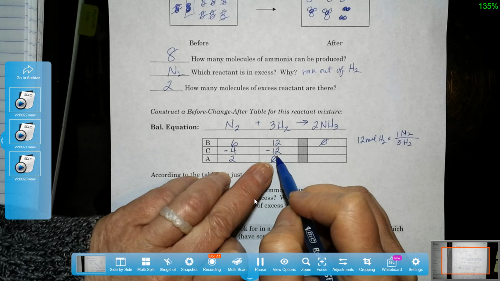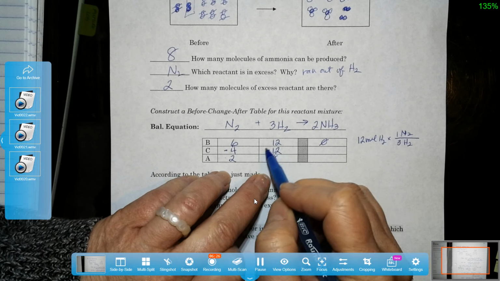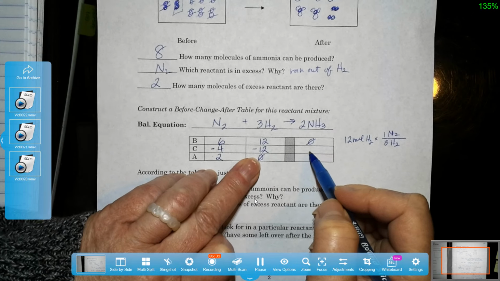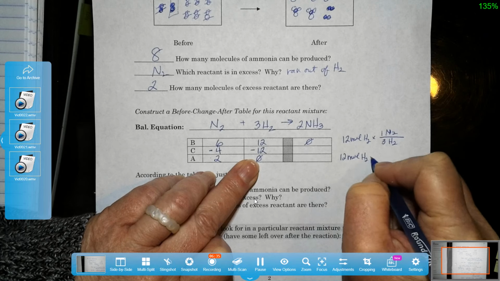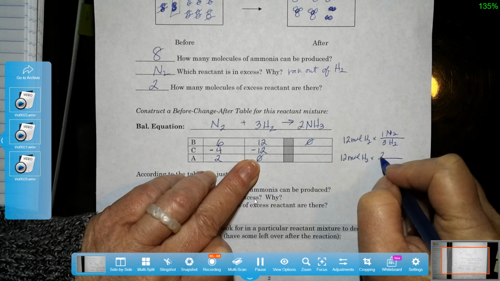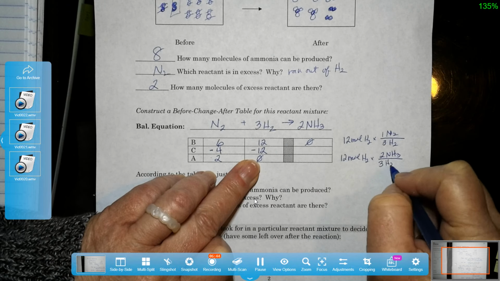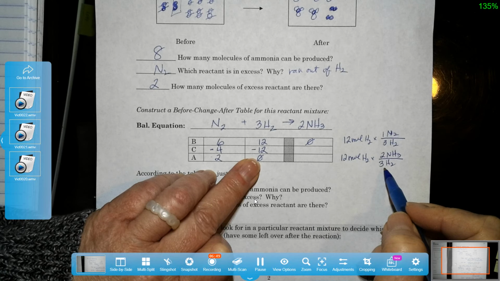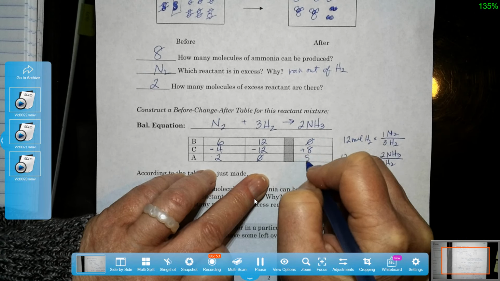And I'm going to use the ratio again to find my product. So this is my limiting reactant. This is the right one to use to figure out my product. So 12 moles of H2. And this is my want this time, want over have. So 2 NH3s over 3 H2. So it's going to be 12 times 2, which is 24, divided by 3, which is 8. So I'm going to be making 8 of those, and I'll have 8 at the end.